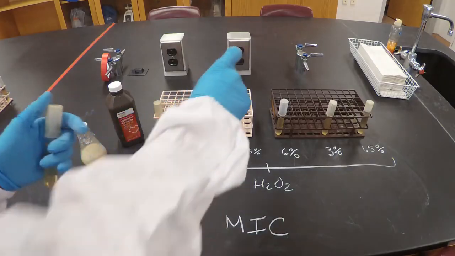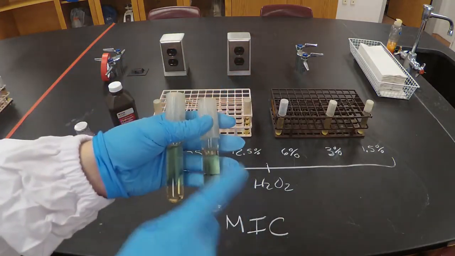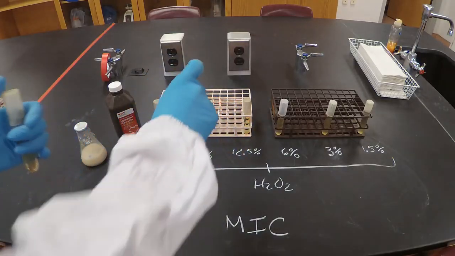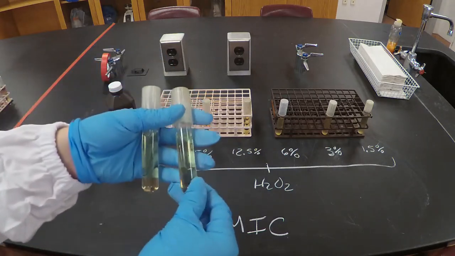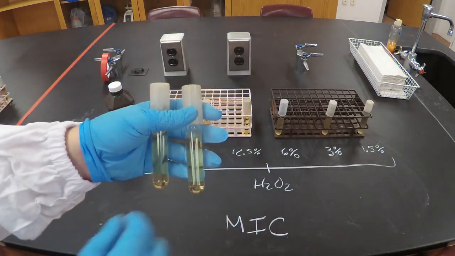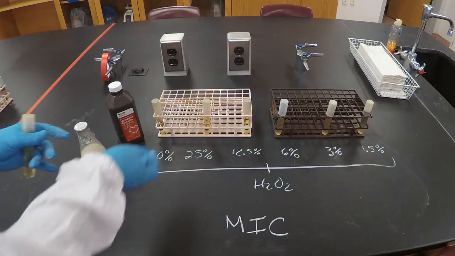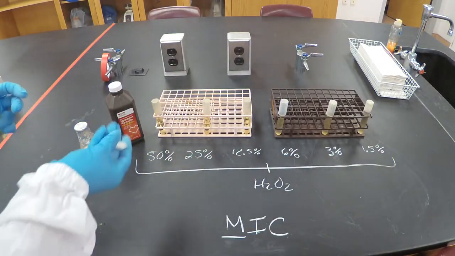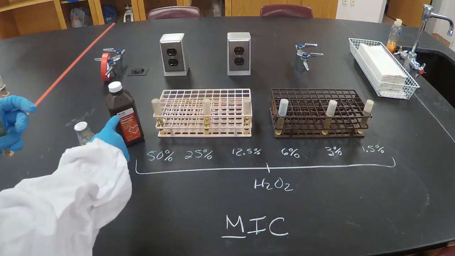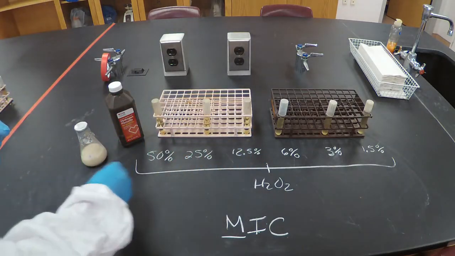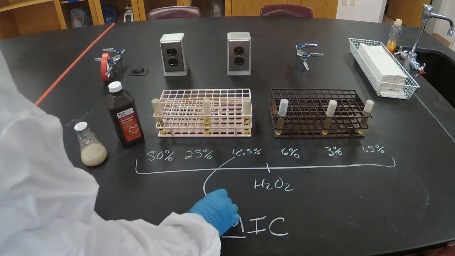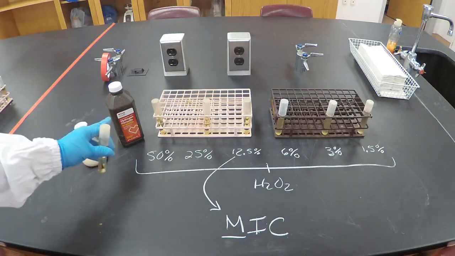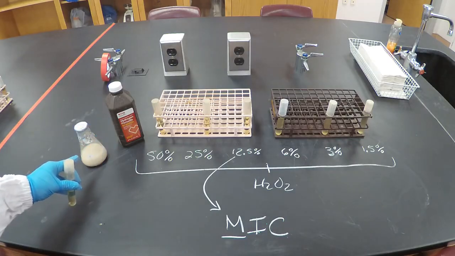Did 25% hydrogen peroxide work? Yes, it did. It looks as clear as the negative control. Did 50% hydrogen peroxide work? Yes, it did. It's pretty clear also. But now remember, we're trying to find the minimum that you need in order to stop the bacteria growth. So in this case, the minimum that you need of hydrogen peroxide to stop this specific bacteria is 12.5. So 12.5 is the minimal inhibitory concentration of hydrogen peroxide to this specific bacteria.